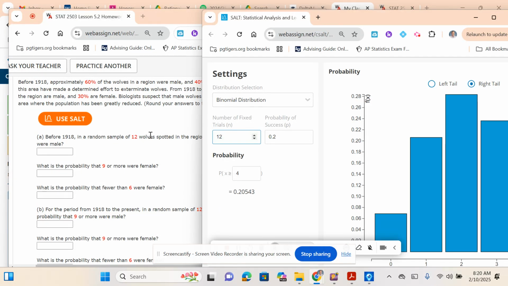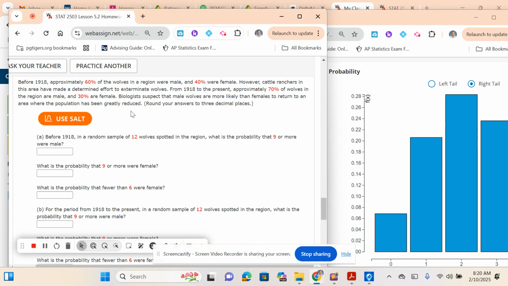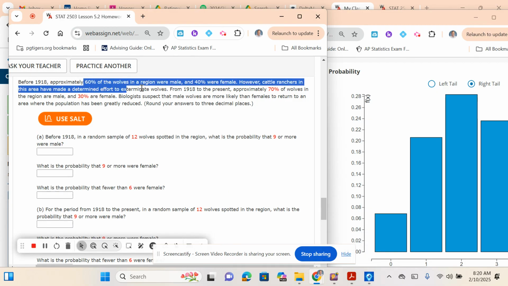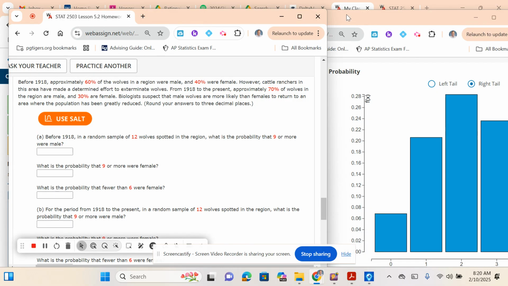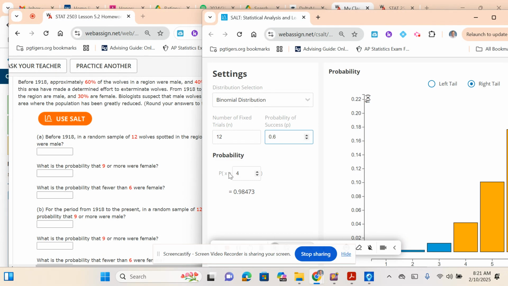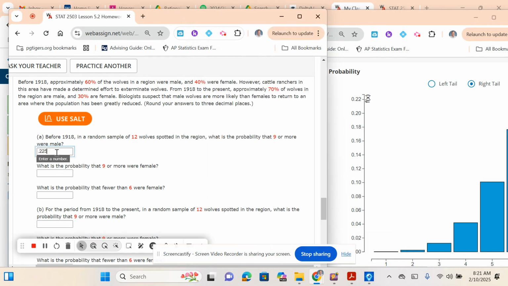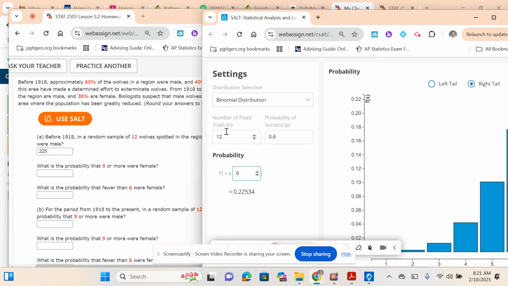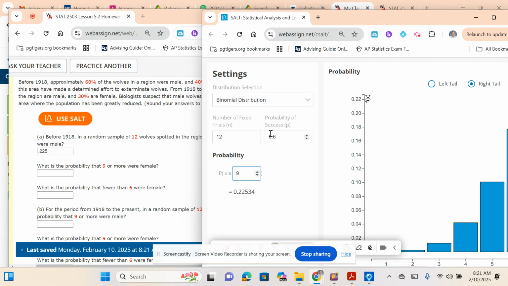Okay, my probability of success before 1918, 9 were male. So before 1918, I'm using these numbers. So it'd be 0.6. And then 9 or above. So I do 9 here. And so you get 0.225. Okay, so I kind of have to sort through all that and then decipher it. Yes. So right tail, 0.6, my probability.